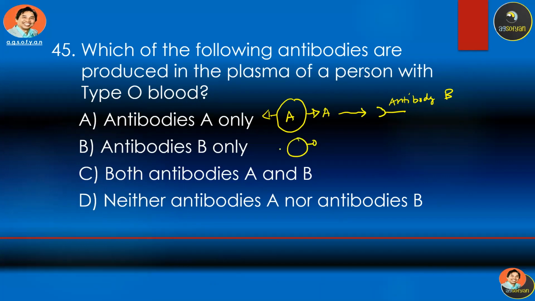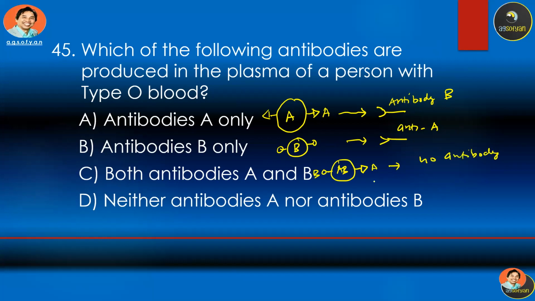Blood type B will only produce antibody A. If his blood type is AB, so he carries both A and B antigens, then he will not produce antibody.